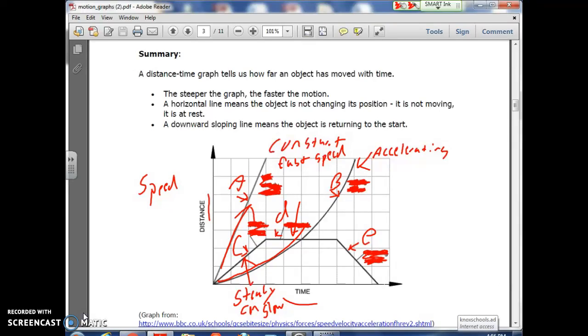Alright, and then line D, well, the time is increasing here. What's happening to the distance? Well, the distance has stopped moving. It's not increasing. So this guy would say not moving. So D, object's not moving.